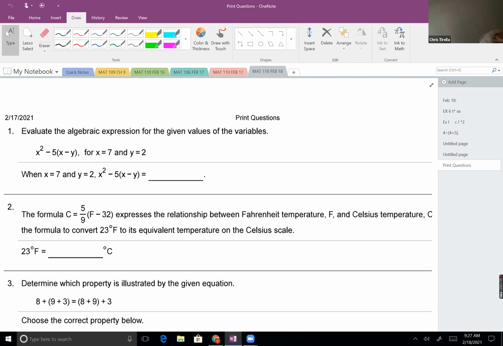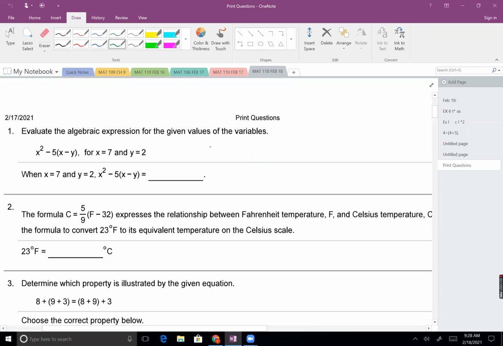Please notice as we go over these problems, what I'm going to show you is the minimum amount of work that I'd like to see. Because again, if you show me work, I can give you partial credit. If all I have is a wrong answer, I can't. So question number 1 asks you to evaluate the expression for the given values of the variables. What should I do? Plug in your x and y.